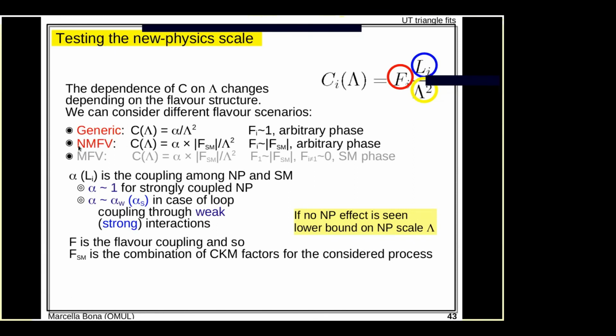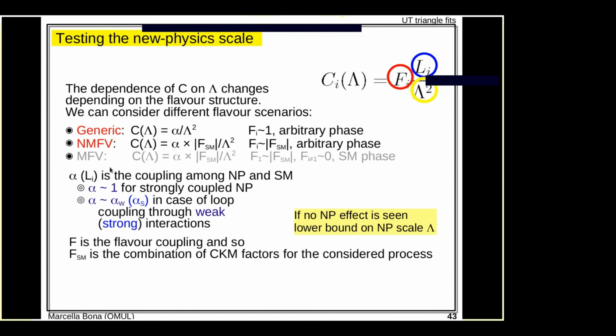So I didn't do this one because it's a little bit more complicated, and I didn't have time. But these two, we currently do every time. So a generic scenario where you have the flavor coupling equal to 1 and an arbitrary phase, and the next-to-minimal flavor violation scenario, where you have a flavor structure standard model like and still an arbitrary phase.